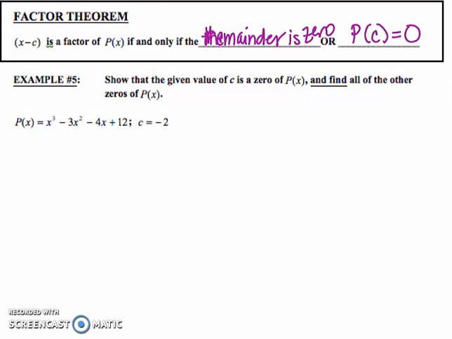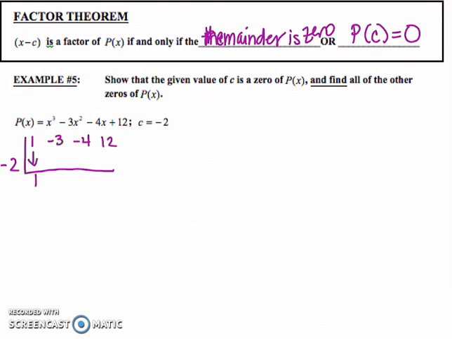Show that the given value of c is a 0 of p of x and find all of the other zeros of p of x. Okay, so we're going to start with synthetic division. I look at my polynomial. I've got x cubed, x squared, x and constant, so I'm not missing any terms. I'm going to put my c value outside the bar and my coefficients across the top: 1, -3, -4, and +12.